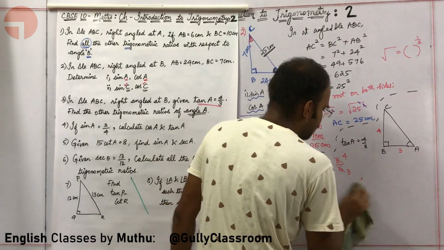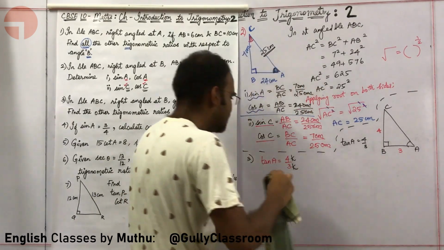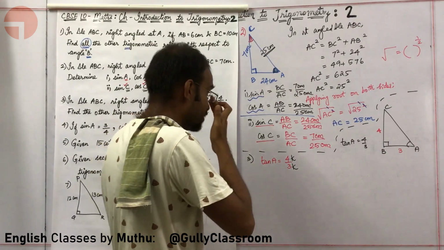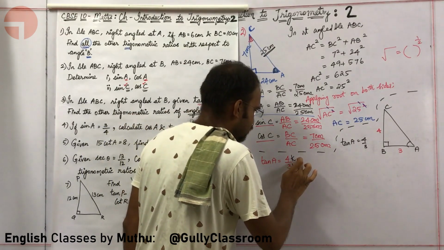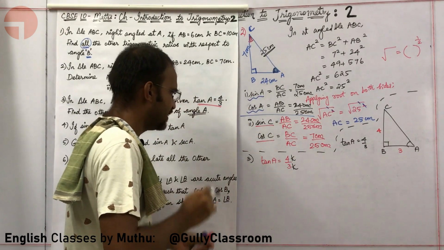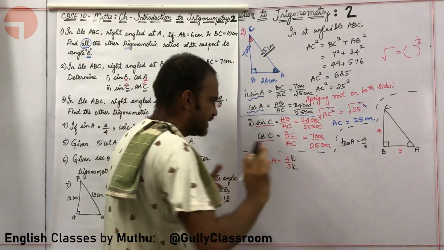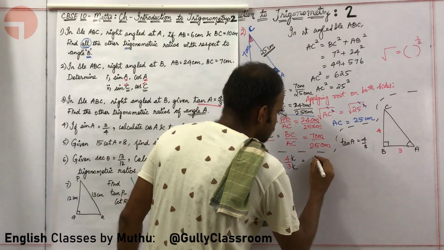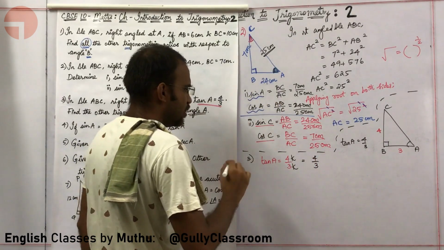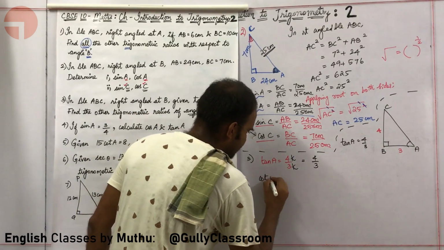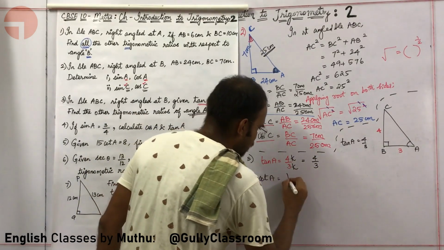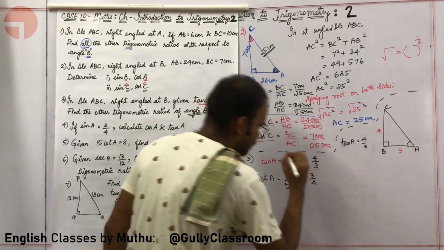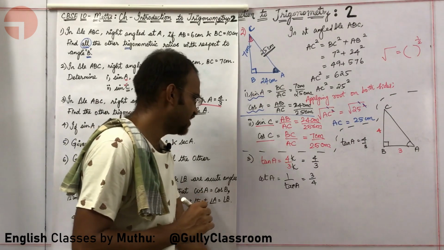Okay sir, I am comfortable with the idea of tan A is equal to 4 by 3. Fine. Now, anyway, k and k will get cancelled. You need not worry. So, the basic value of tan A is 4 by 3. Okay, sir. What about cot A? Cot A is simply the reciprocal of tan A. So, I will simply write this as 3 by 4.